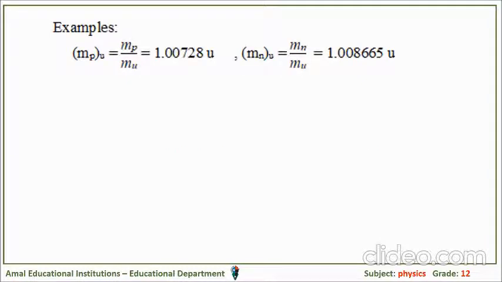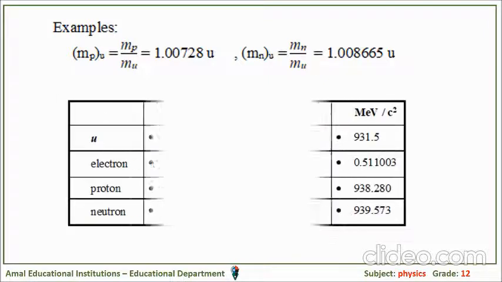As an example, comparing the mass of the proton to that of the atomic mass unit, it is 1.00728 u, while for the neutron, the mass of the neutron divided by the mass of u is 1.008665 u. So they are approximately the mass of 1 u, the atomic mass unit.